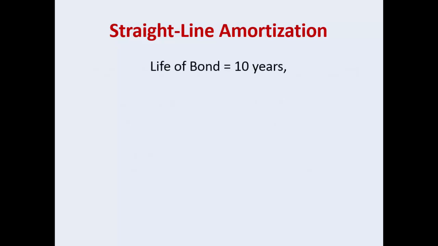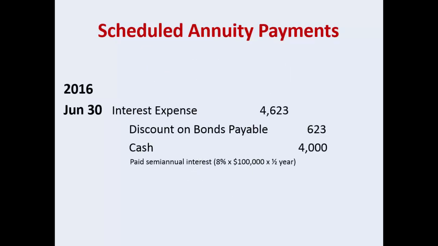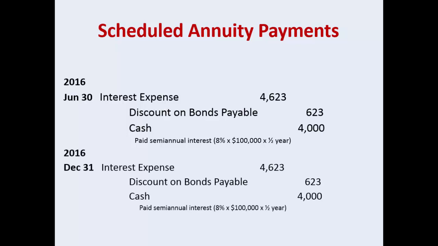So straight line method, life of the bond, 10 years, compounds semi-annually. The total discount, how many compounding periods if it's semi-annually? 20. You simply take the total discount, divide it by the compound periods. And with these large amounts, it's best to round to the nearest dollar. So here is your journal entry. Notice that your interest expense includes that discount amortization, which means your tax deduction is $623 higher than your actual cash that you have to pay.